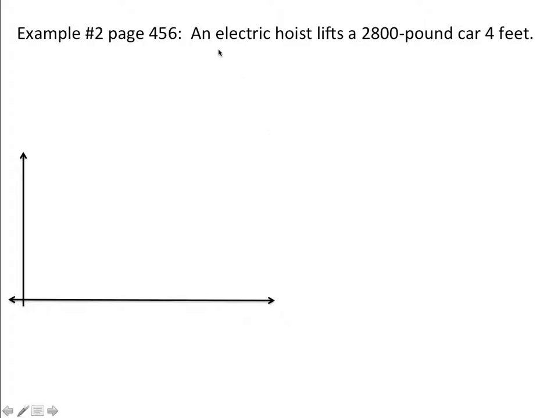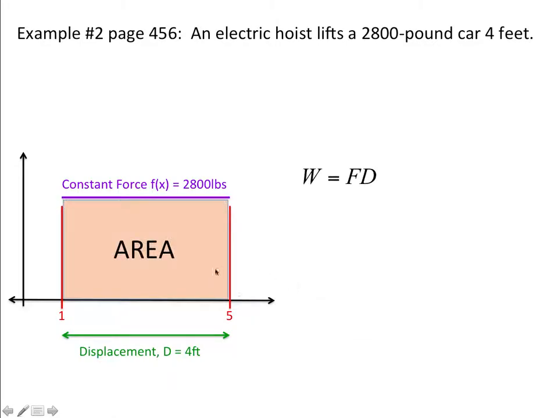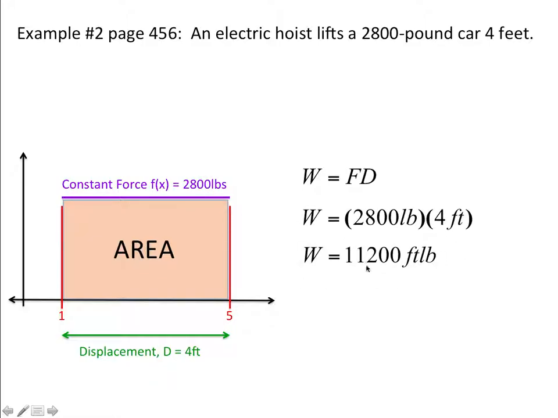So let's just take this example here. We have a hoist. It lifts a 2,800 pound car and it lifts it 4 feet off the ground. So if we draw this, we have a constant force of 2,800 pounds. We could say that we lift it from 1 foot to 5 feet. That would be lifting something 4 feet. And so the displacement would be 4 feet, and that area would be the product of 2,800 times 4, which is 11,200 foot-pounds. So that would be the amount of work that force does. And it's also the area underneath that force curve.